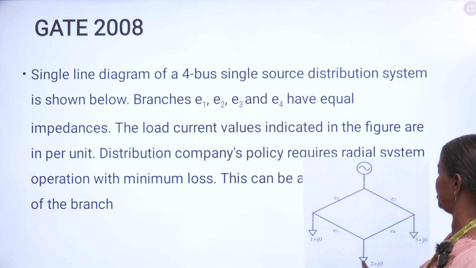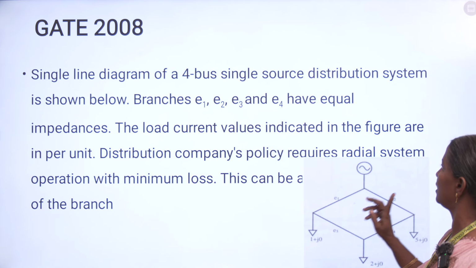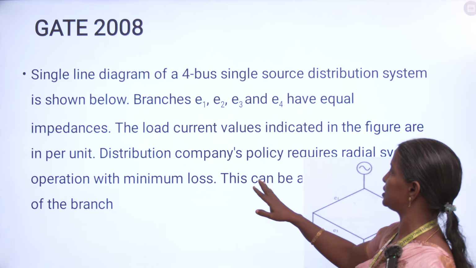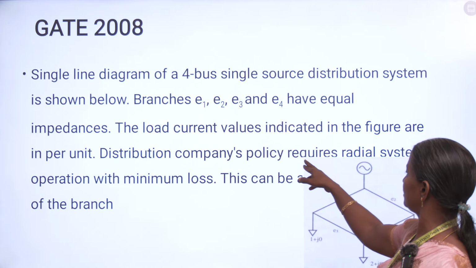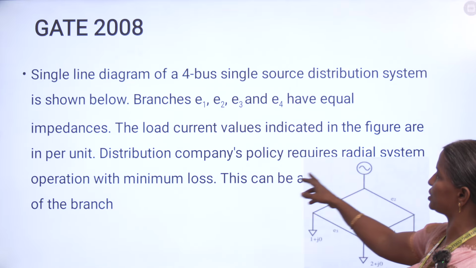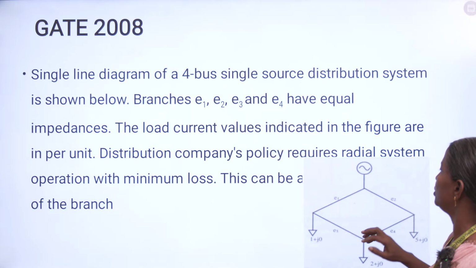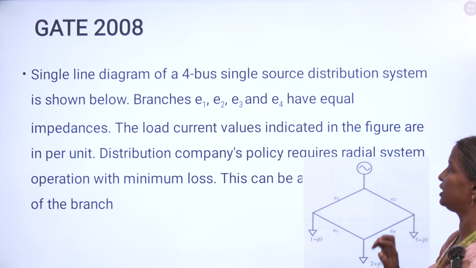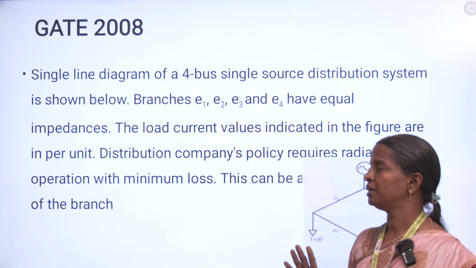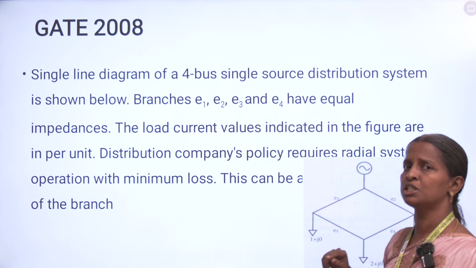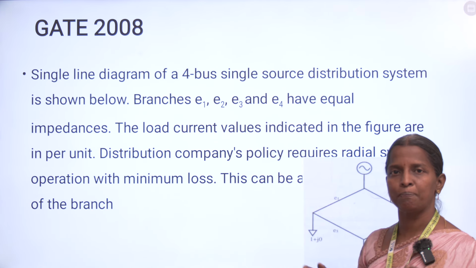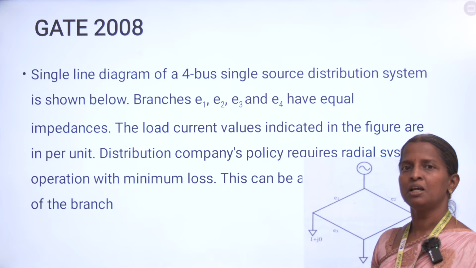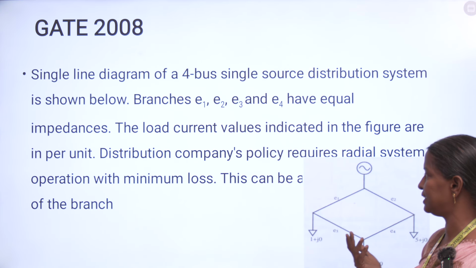This figure is given in the question itself. This is your figure, and the values are in per unit system. Distribution policy requires a radial system operation with minimum loss. So you have to avoid one branch here such that your loss must be minimum, because if you are removing one section, you are saving copper. If copper is saved, my cost will be saved. So that is the main thing.